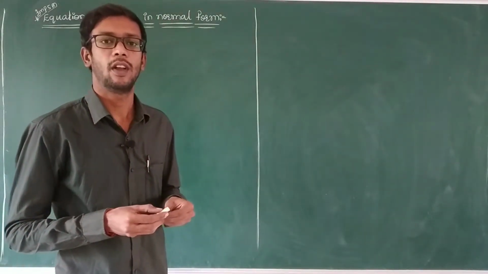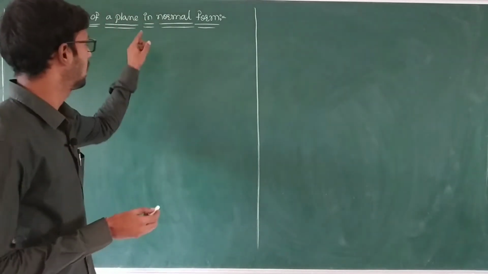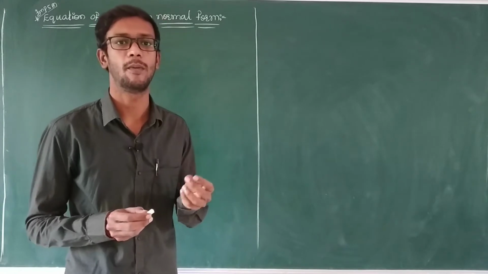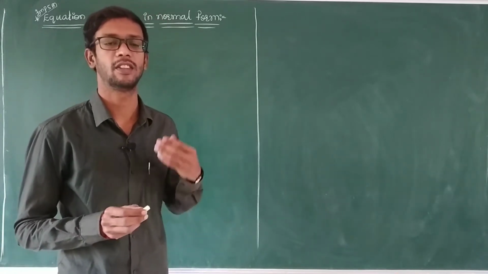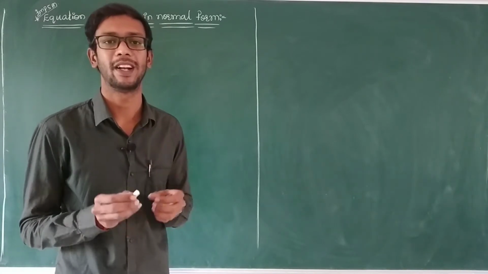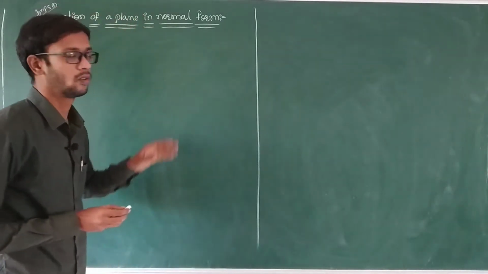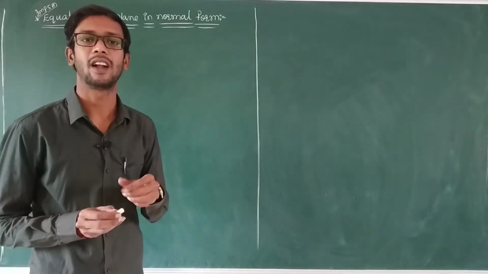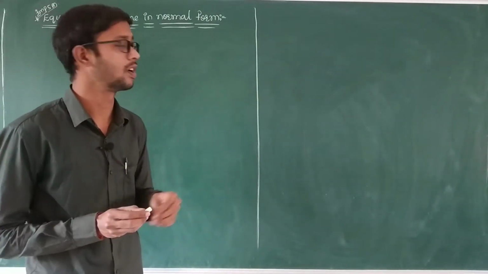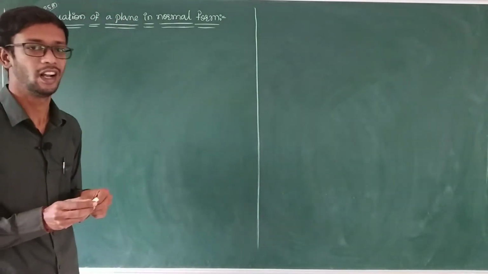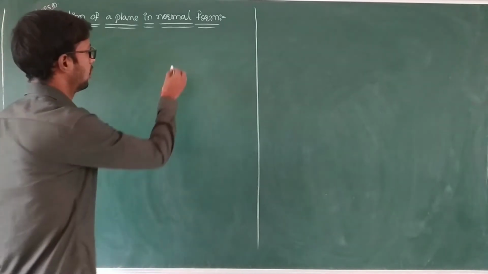Now we derive the equation of a plane in normal form, which has 2 types, that is vector form and Cartesian form. Previously, line equations also we discussed in 2 ways, vector form and Cartesian form. Now also we have to find the vector form of the plane equation in normal form and the Cartesian equation of a plane in normal form. This is an important 5 marks question. In this, the diagram is very important.